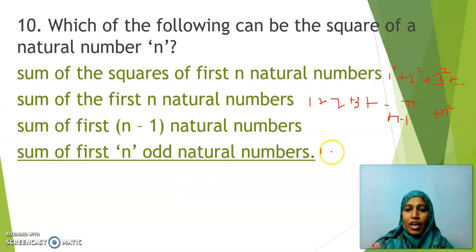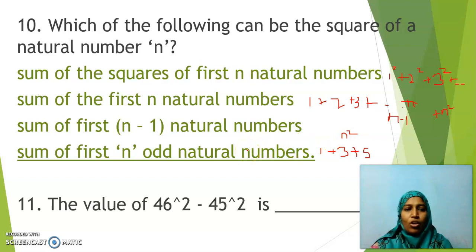Sum of odd natural numbers. Odd means 1, 3, 5, 7. Isn't it? Natural numbers, because we are not starting with whole numbers 0, 1, 3, 5, 7, etc. So we know this formula is n squared. Do you remember the property? So the answer is the sum of first n odd natural numbers.